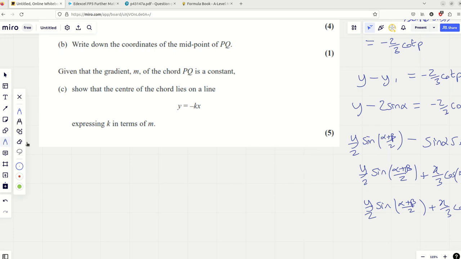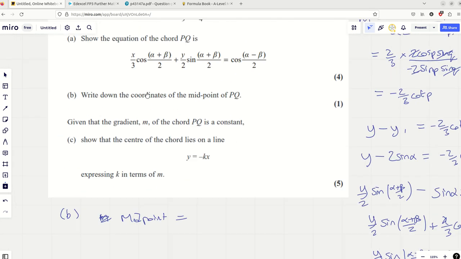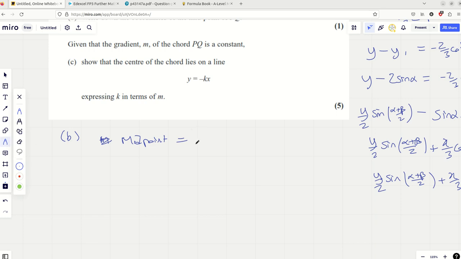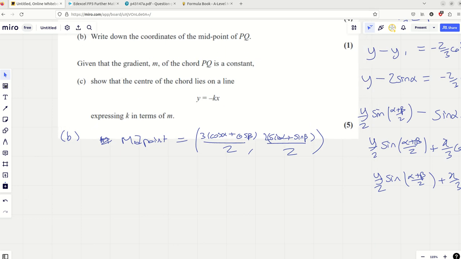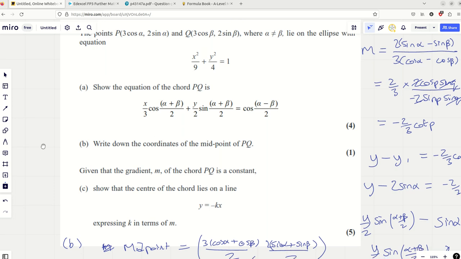Now part B, write down the midpoint of the coordinates of PQ. Okay, the midpoint, easiest bit of the question. Midpoint is just going to be the sum of the x's and the sum of the y's divided by 2. So we're just going to do 3 cos alpha plus 3 cos beta divided by 2, and the same for y. So 3 cos alpha plus cos beta divided by 2, and 2 sine alpha plus sine beta divided by 2. I think that's right. Let's just quickly check.